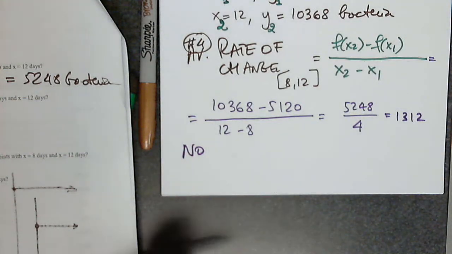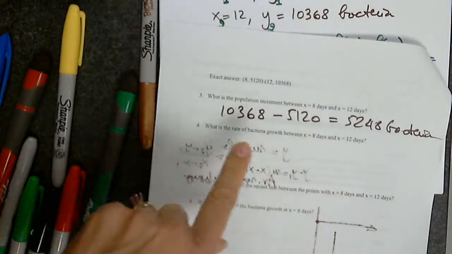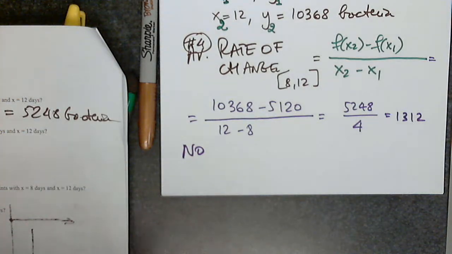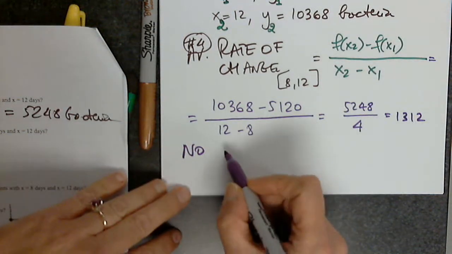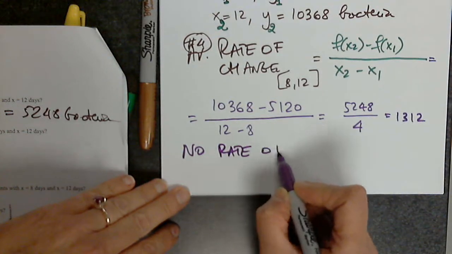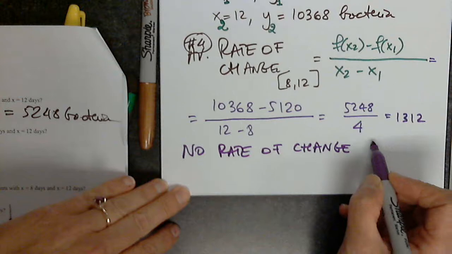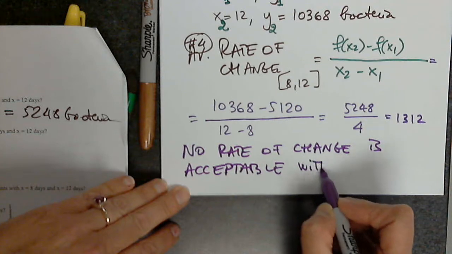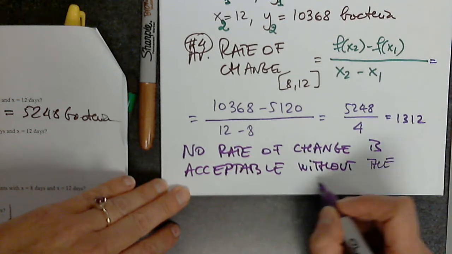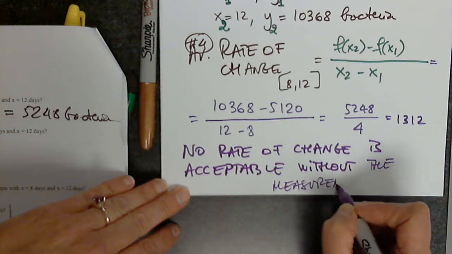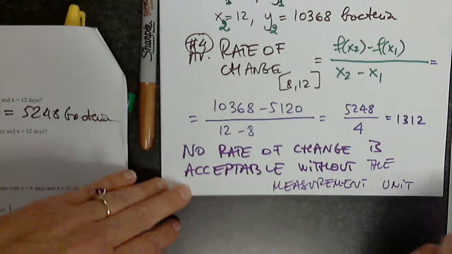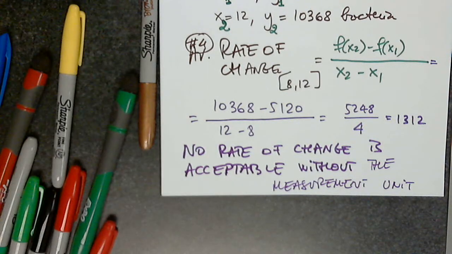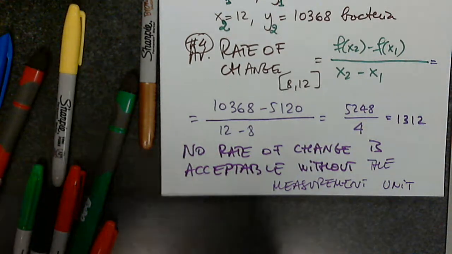But in this case, we have number of days and we have number of bacteria, so the two variables are not abstract variables, just plain x and plain y. So I'll say no rate of change is acceptable without the measurement unit. So 1,312 doesn't mean anything. It's 1,312 what? Bacteria per day. Excellent.